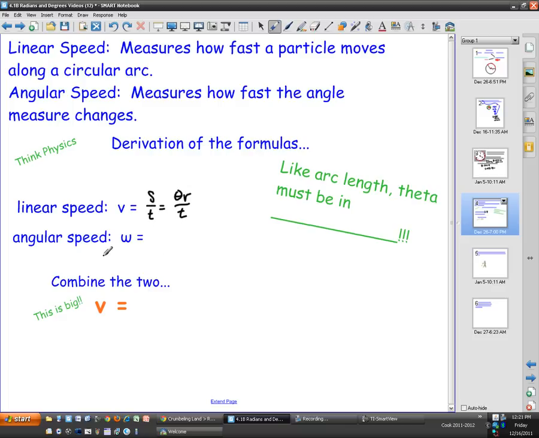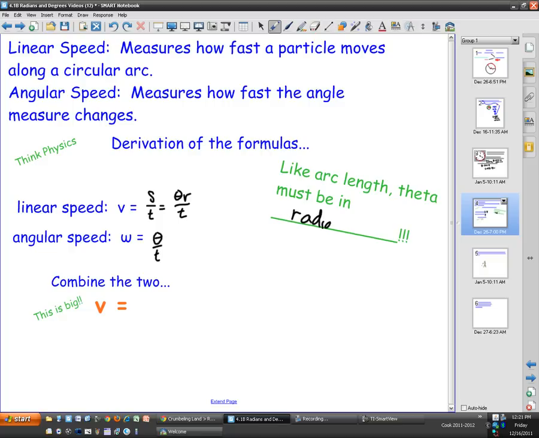For angular speed, well, this is how fast the angle changes over time. And when it changes over time, this becomes theta, the angle, over time. So remember that all the angles must be measured in radians.